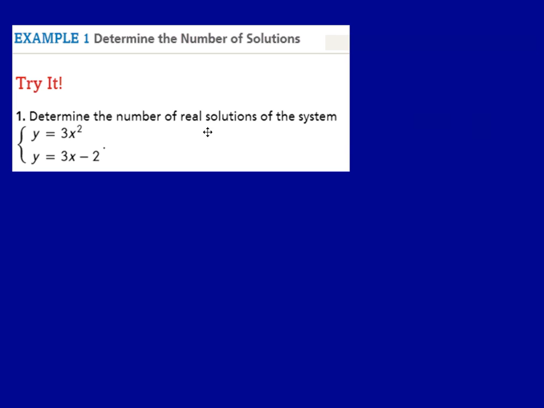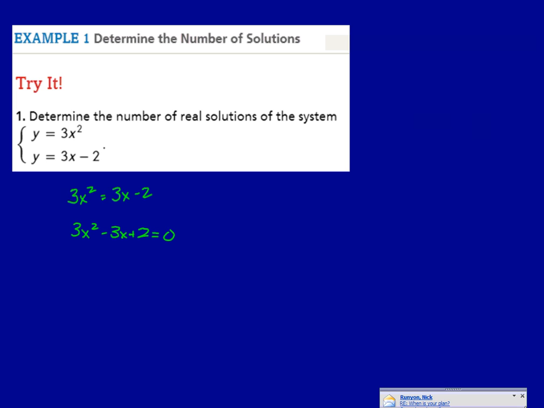So to determine the number of real solutions of the system, there are two ways to do this that I am going to show you. The quick way is to simply set them equal to each other and solve. So if we set these equal to each other and solve, because they're both equal to y, we substitute in, we will get 3x squared equals 3x minus 2. And remember, for a quadratic, we always want it equal to 0. So I'm going to bring everything over and get 3x squared minus 3x plus 2 equals 0. And we will now solve this.